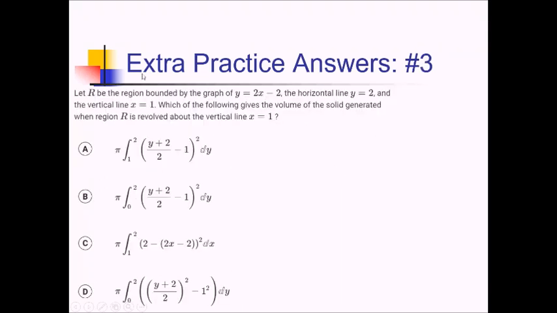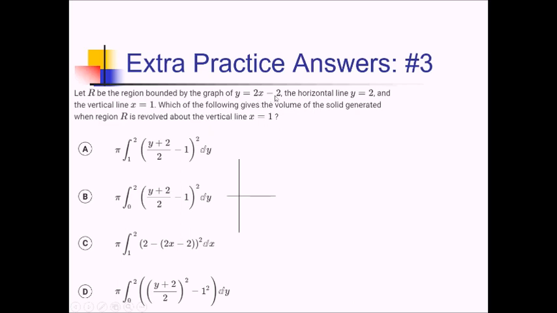For this problem, R is the region bounded by y equals 2x minus 2, y equals 2, and the vertical line x equals 1. We want to know which gives the volume of rotating R around the vertical line x equals 1. So let me get a little graph of what's going on here.